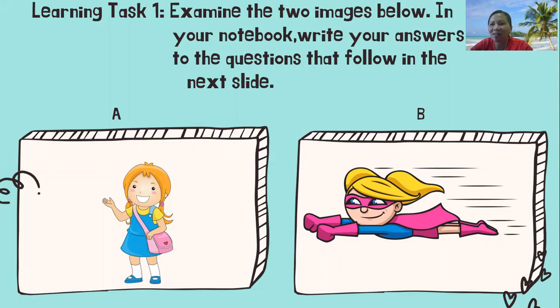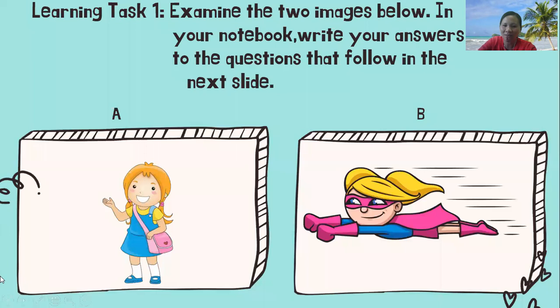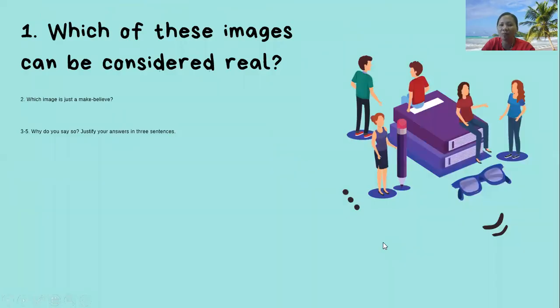Let's have first this learning task 1. You have to examine the 2 images below. In your notebook, write your answers to the questions that follow in the next slide. So take a look at picture A and then picture B. Okay, so these are the things that you're going to answer. Look at the picture. Both images are pictures of a girl, right? So we have here picture A. This is girl number 1, and then picture B, this is girl number 2.